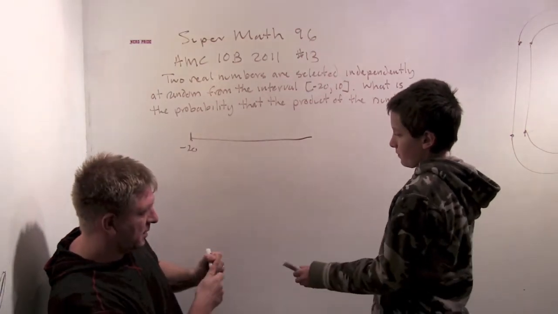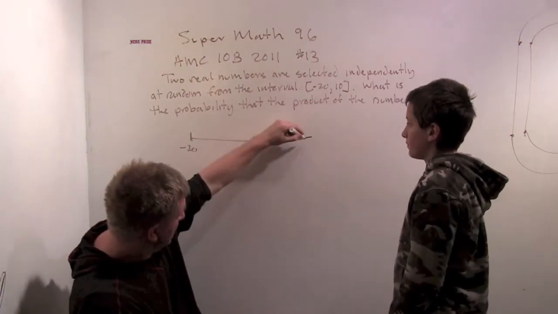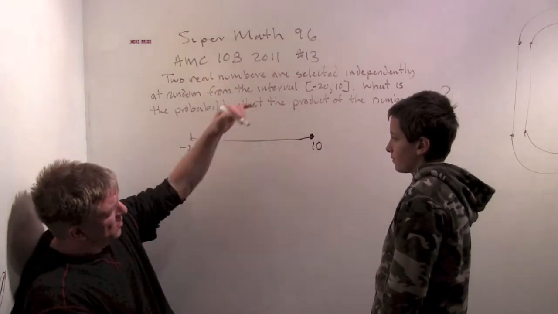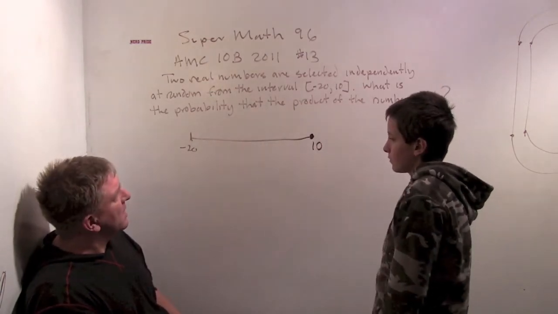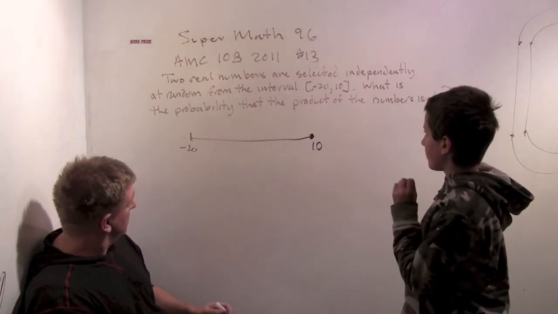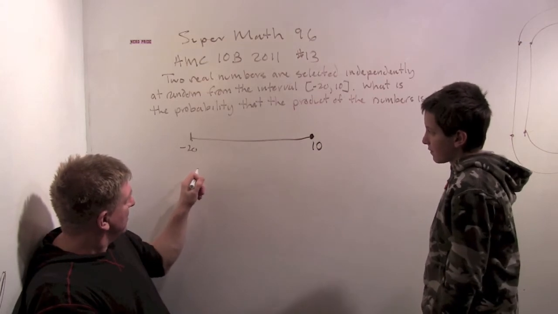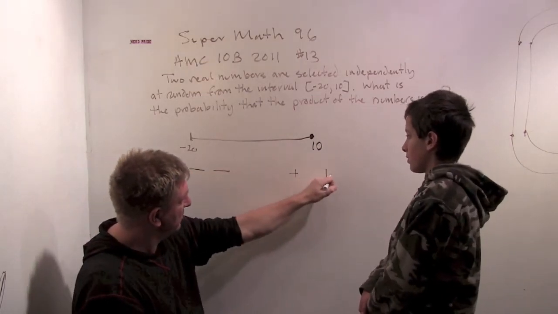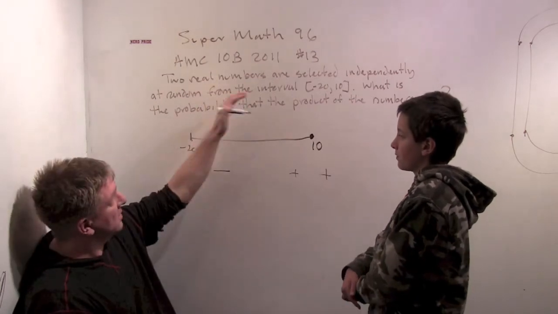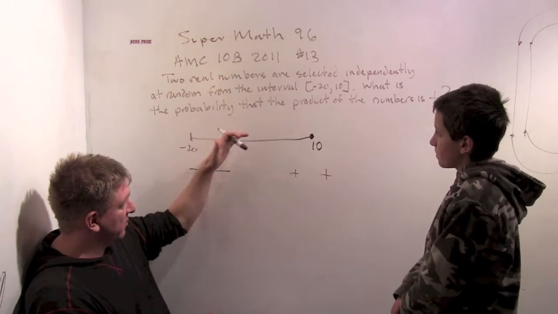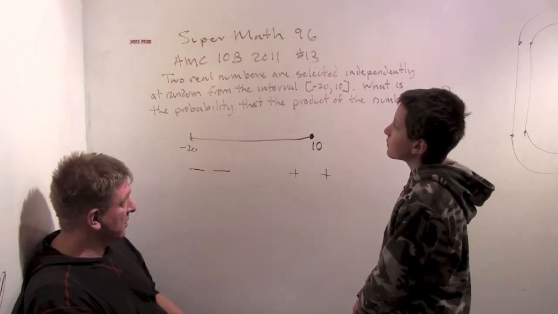I have this interval -20 to 10. What do I need to do to make the product of the numbers positive? Well, you either need both of them negative or both of them positive. Right, so I have two totally different cases: negative, negative, and positive, positive. And it says they're selected independently at random, so however I select the first one doesn't affect how I select the second one.